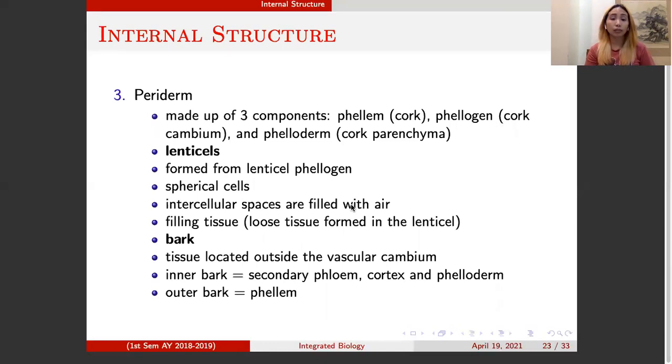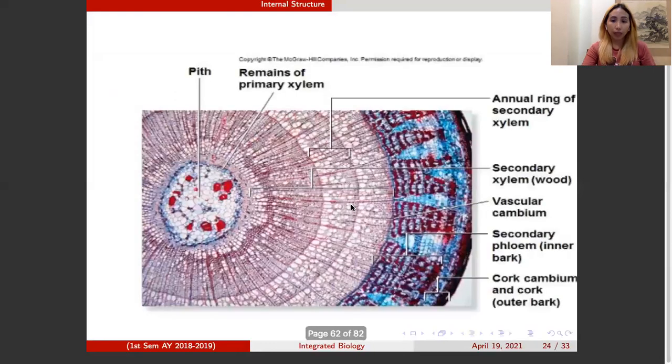Okay, the periderm is made up of three components. You have the phellem, which is also known as the cork. This is from the outside. You have the phellogen, which is the cork cambium. No, it's also a meristematic layer that gives rise to the cork, the outermost layer ng bark. And then the phelloderm, which is the cork parenchyma. And these are the cells that you will see interspersed in between the phloem, no, layers that you will see later. Okay, now the periderm is basically this, right, part.